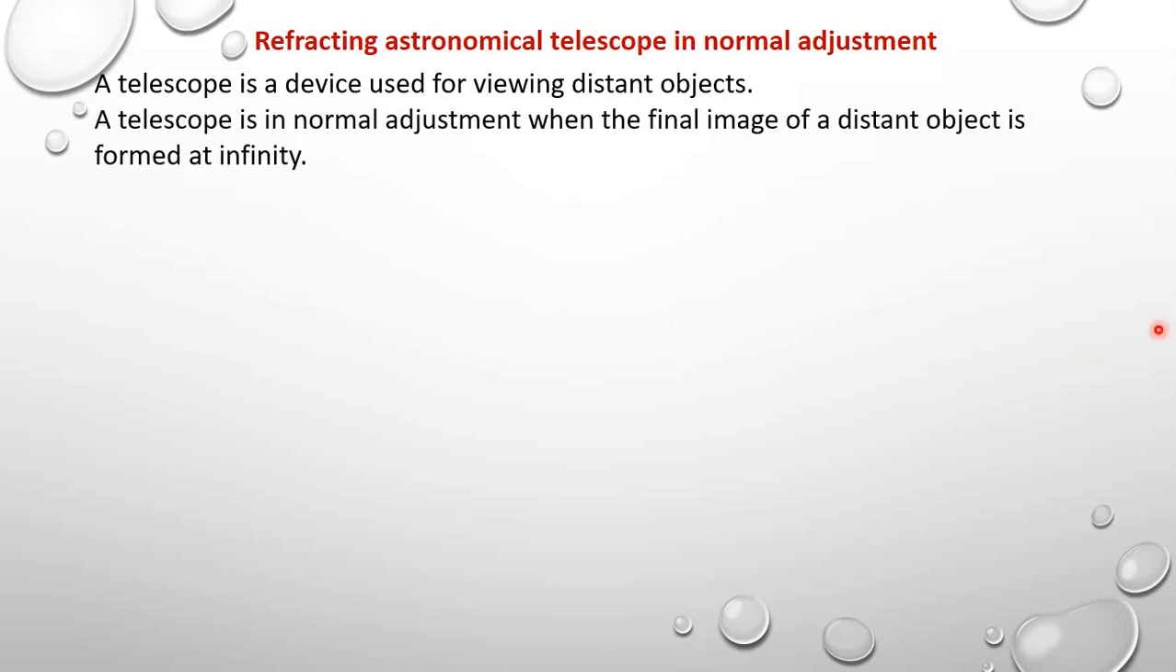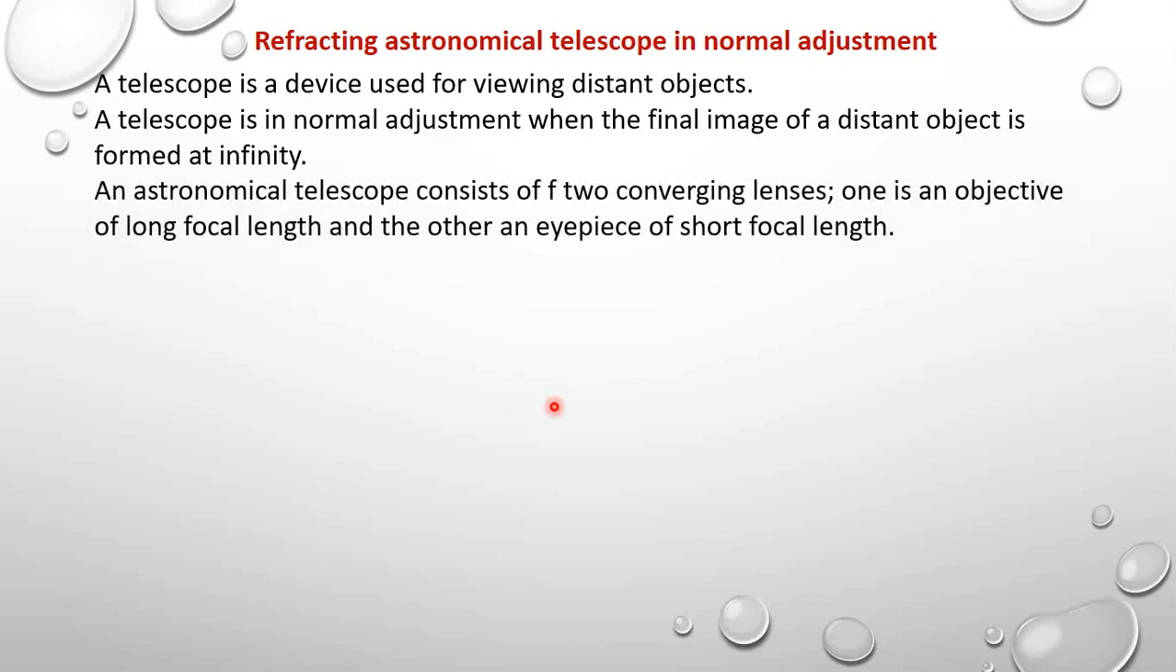An astronomical telescope consists of two converging lenses. One is an objective of a long focal length and the other is an eyepiece of a short focal length. So this enables a high angular magnification to be obtained.